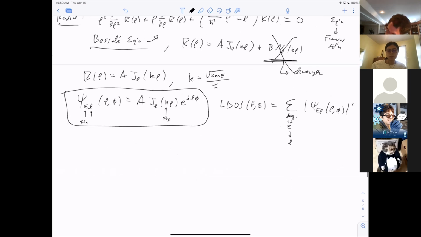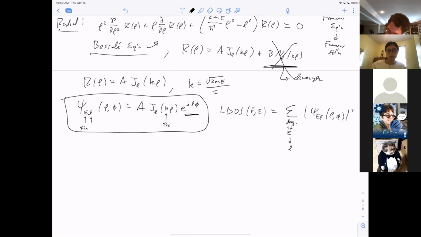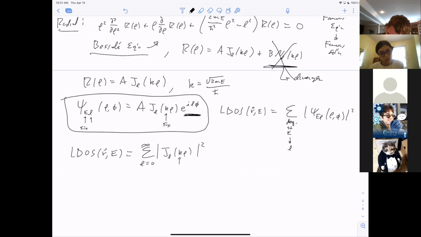So the local density of states, and now when I square it, what's going to happen to the e to the i L phi term? Tell me. It goes to 1. Exactly. And so the local density of states that we expect at the surface of copper should look like this. It should be a sum from L equals 0 to infinity, all the possible angular momentums, 0, 1, 2, 3, 4, integers, of the Bessel function of k rho squared. That's it. Where k is the square root of 2mE over h bar.